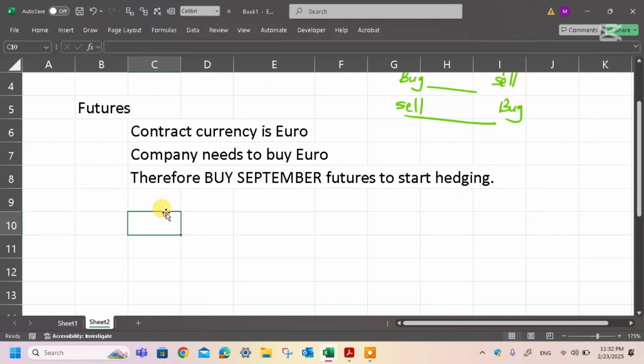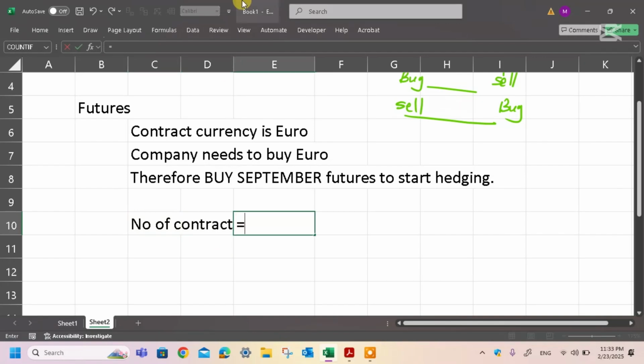Okay. Now, next step is number of contracts. 1,850,000 euro is the requirement for you. Contract size is 125,000 euro. You are lucky, this question is easy because both are in the same currency. Transaction size is in euro, contract size is also in euro, so it's easy for you.